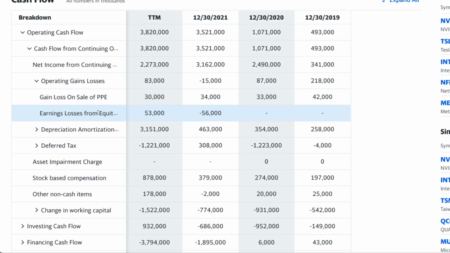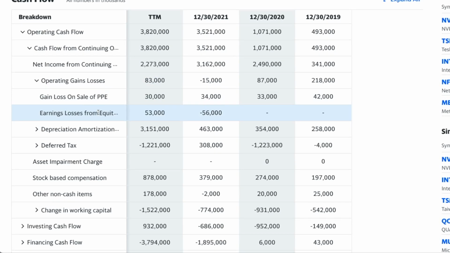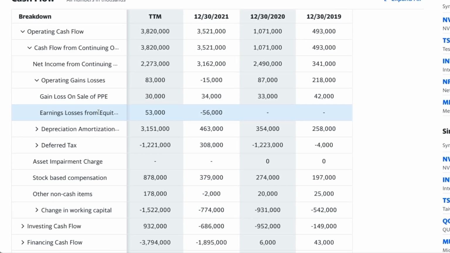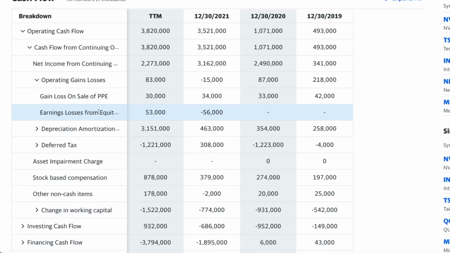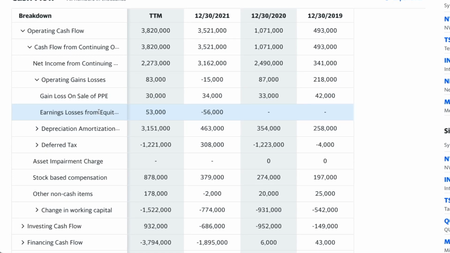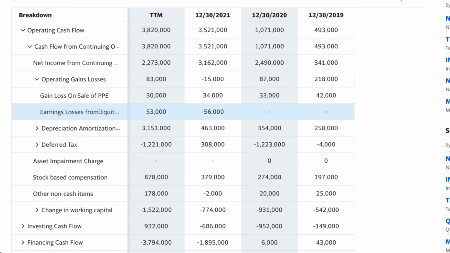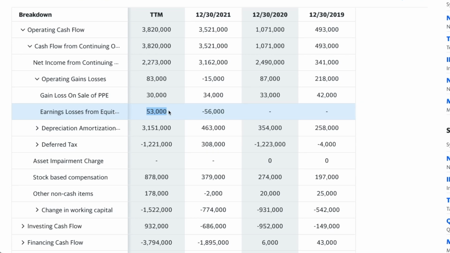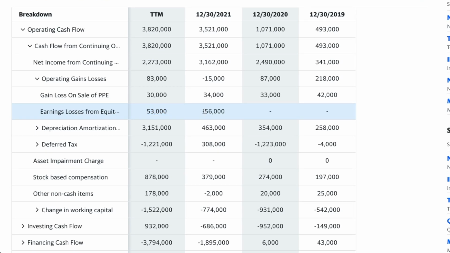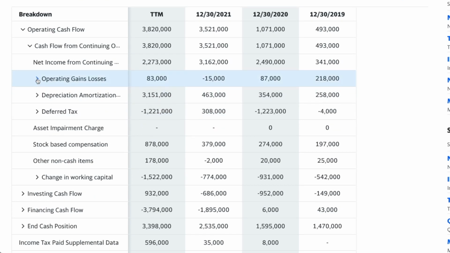On the other side is the earnings or loss from equity investment. This is money invested in a company by purchasing shares of that company in the stock market, and these shares are typically traded on stock exchanges. Here we see that the company has generated 53 million from their equity investment, whereas last year they lost around 56 million. So that is a very good thing for the company.